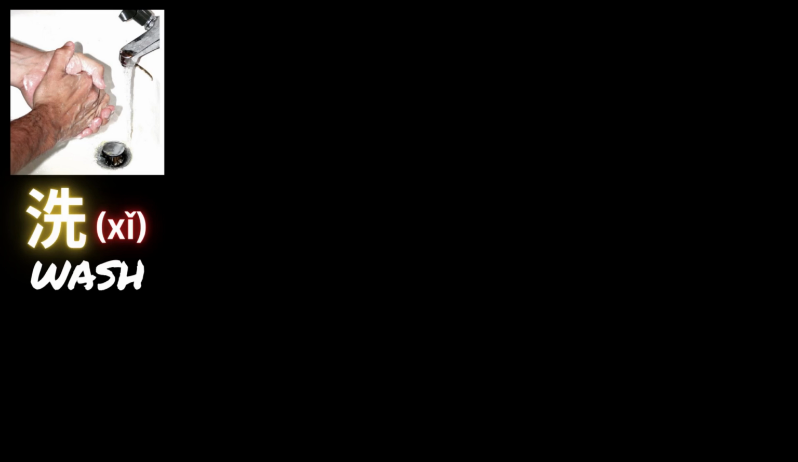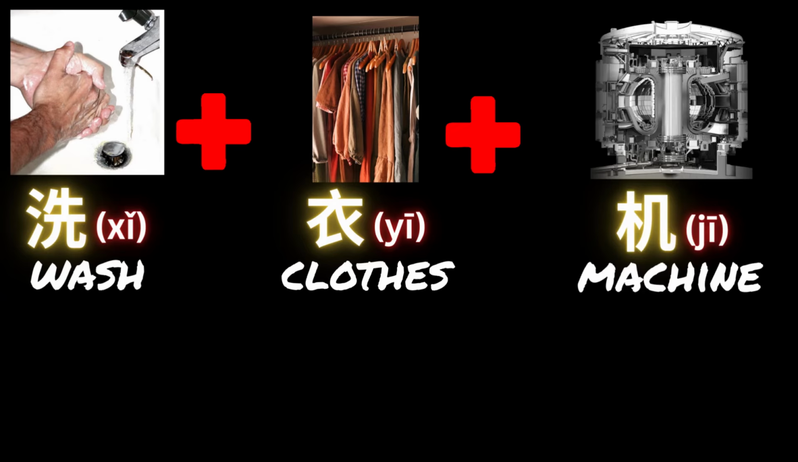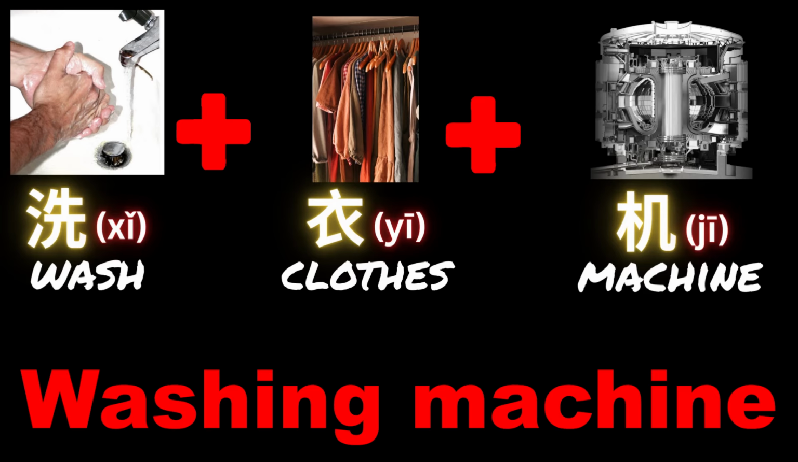Let's try another one. This one is super easy. Xi, which means wash, plus yi, which means clothes. And again, ji, we've seen that one a few times already. That means machine. So there we have 洗衣机, literally wash clothes machine. That's too easy, right? It's a washing machine. Okay, now on to the next one.